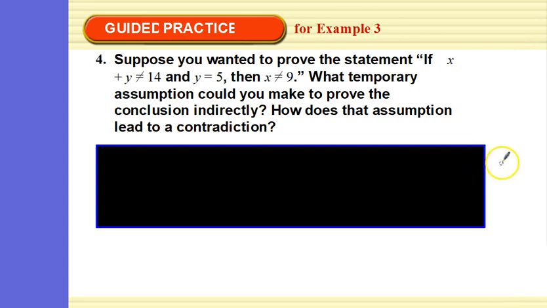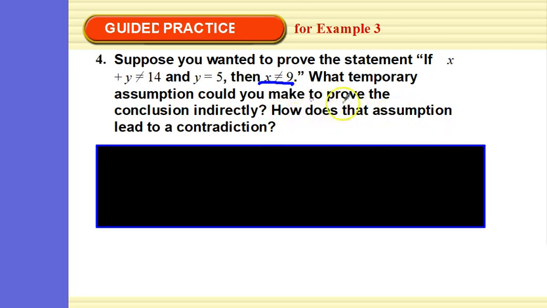Okay, so suppose you wanted to prove the statement, if x plus y is not equal to 14 and y equals 5, then x cannot equal 9. So your temporary assumption is going to be x equals 9. Right? Temporarily assume x equals 9.